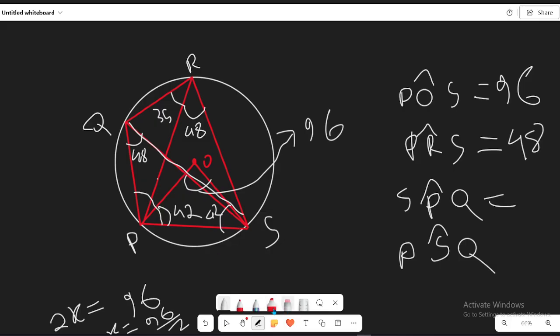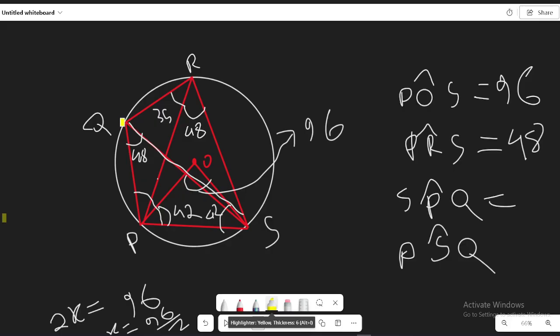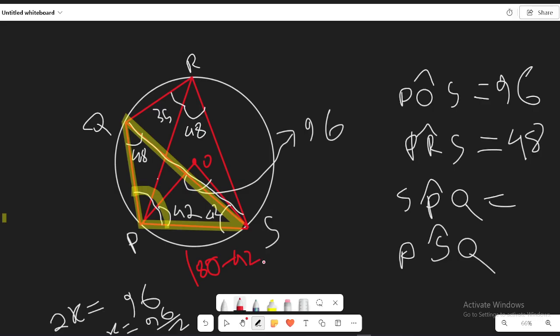If you're having trouble finding the triangle, let me label it with a highlighter. It's this triangle, if you guys can see it. See how this is 42, this is 48? So this angle right here must be 180 minus 42 minus 48. Minus 42 minus 48, you get 90. So this is 90.